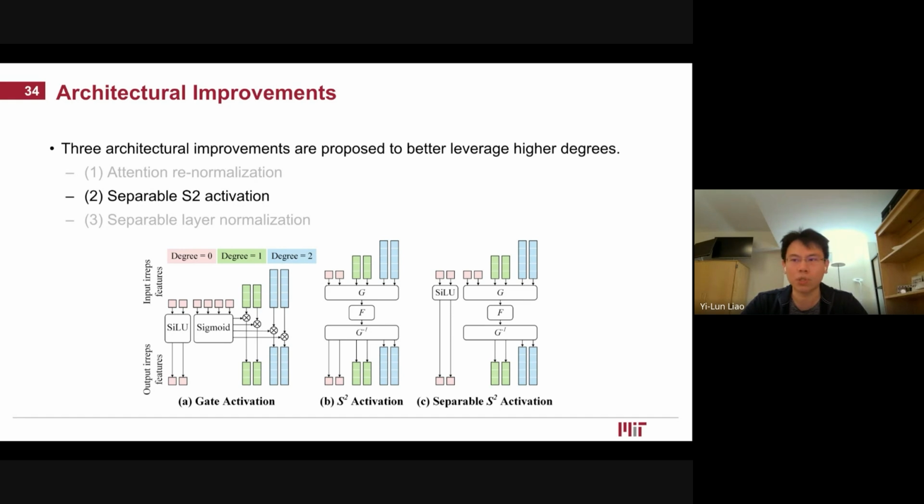And second, we replace the original gate activation shown in the leftmost figure with the separable S2 activation as in the rightmost subfigure. And the motivation is that the separable S2 activation can mix information across all the degrees at the same time, while the information only flows from scalars to vectors of non-zero degrees in gate activation. So I think it's just a different choice of activation can mix the information across different degrees to some different extent. And we find that the rightmost one is the most powerful one.